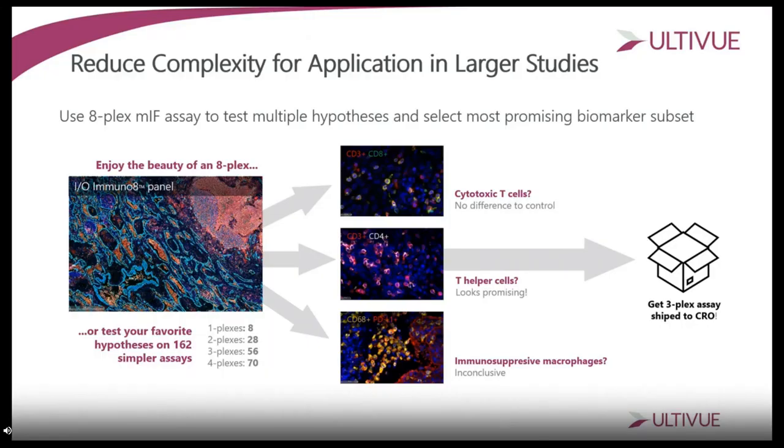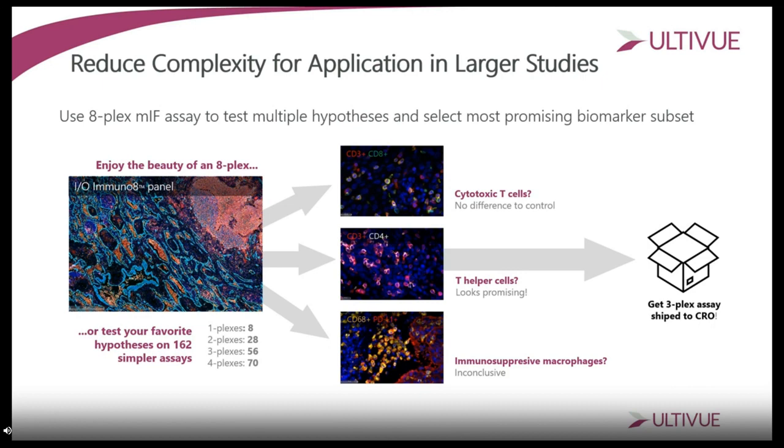And with these slides, I really want to summarize and reiterate the concept of the power of using an 8-plex assay to test multiple hypotheses at the same time on the same exact tissue section, and then select the most promising biomarker subset that are the ones that would give the clinical utility. So eventually what you would do is test the multiple hypotheses by using up to 8 biomarkers, but go down in the number of plex, in the number of biomarkers that are really meaningful to your trial, and eventually transfer this to your CRO choice and for clinical deployment on a larger cohort.